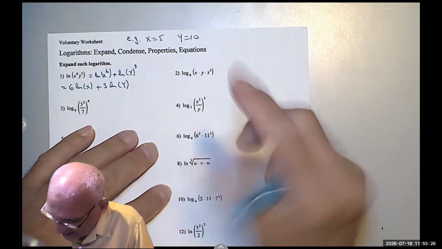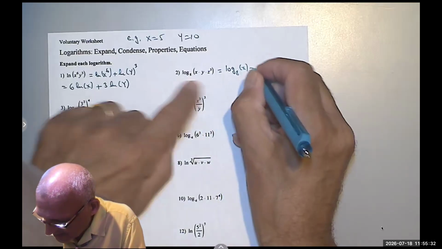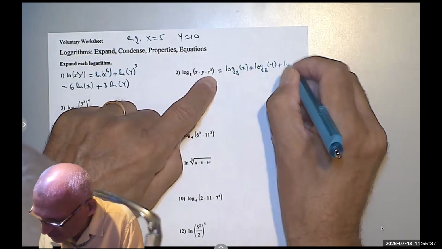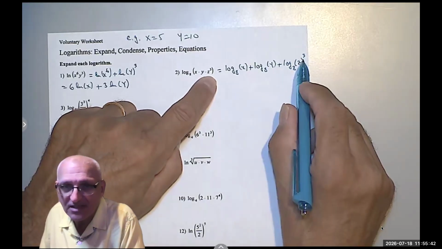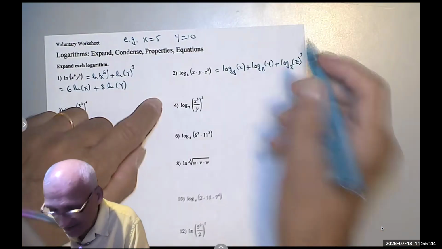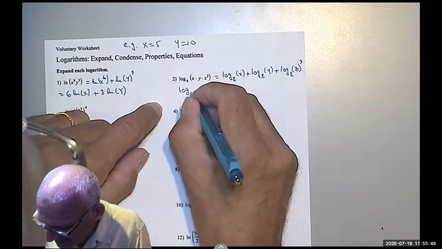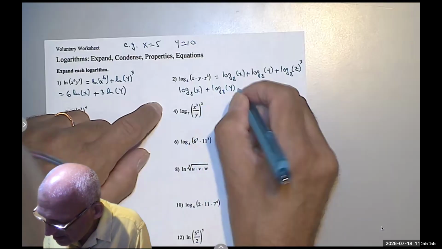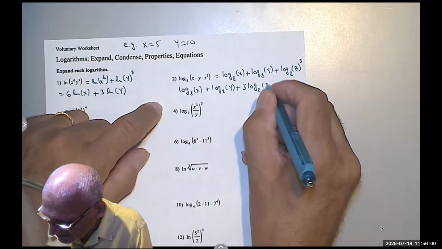The second one, again, I start by multiplication. So I break that into log to the base 8 of x plus log to the base 8 of y plus log to the base 8 of z cubed. You can do that, by the way, in your head once and for all, but I break it down into steps. We have the second step, log to the base 8 of x plus log to the base 8 of y plus 3 times log to the base 8 of z.